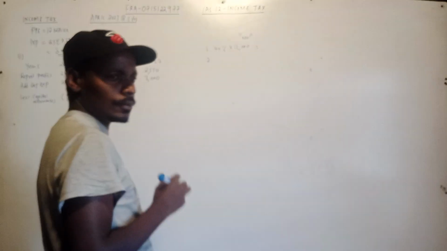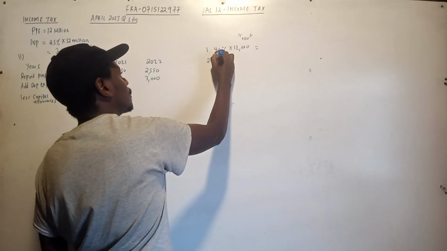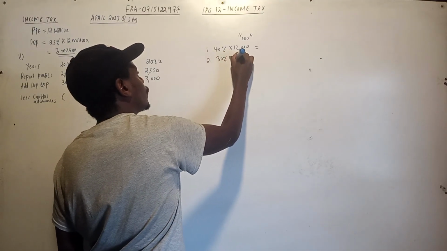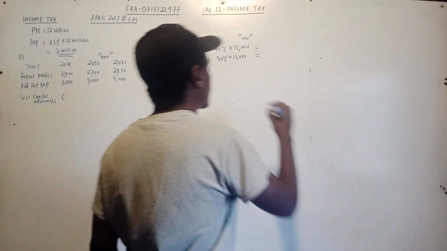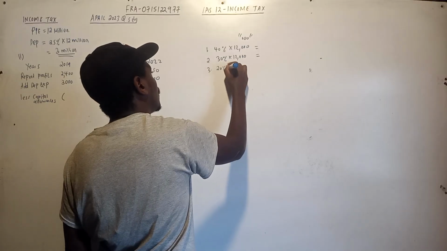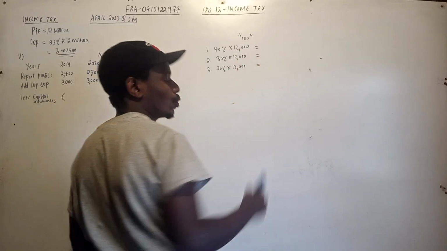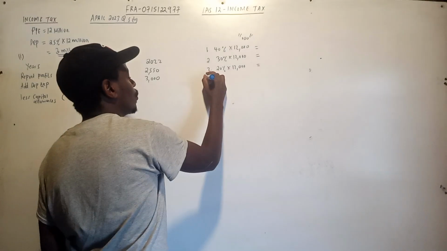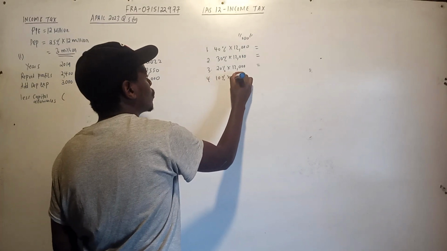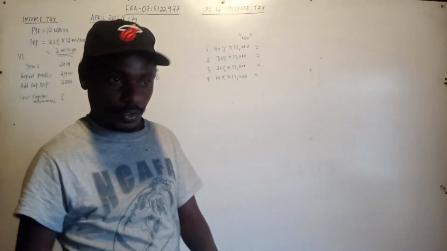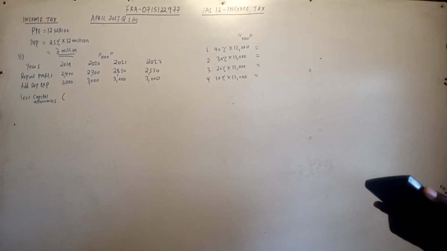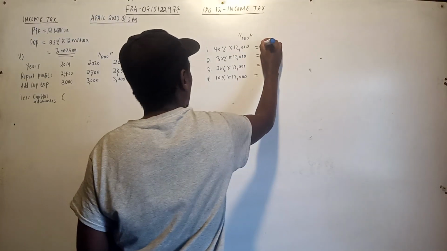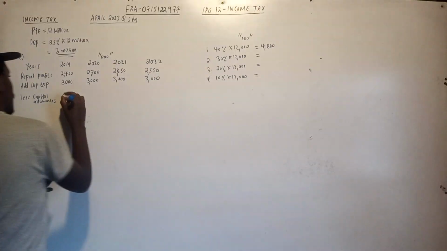Year two is 30% of 12 million. Year three is 20% of 12 million. It is on cost. Then year four, 10% of the cost. How much would that be? That one will be equal to, the first one is 0.4 times 12,000. That is 4,800. So we deduct 4,800.